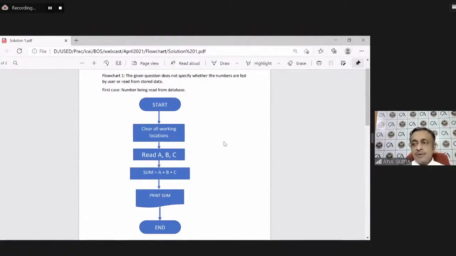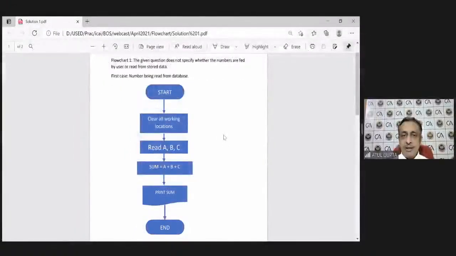Now, see, there is a very important discussion on this flowchart. Let us read what was asked. Radha, the screen is visible? The flowchart is visible. It's there. Okay. Now, see, the question was that you have to add the 3 numbers given. The question did not specify whether the numbers are being fed by the user or being read from the database. So I've created a flowchart for both situations as it may arise.